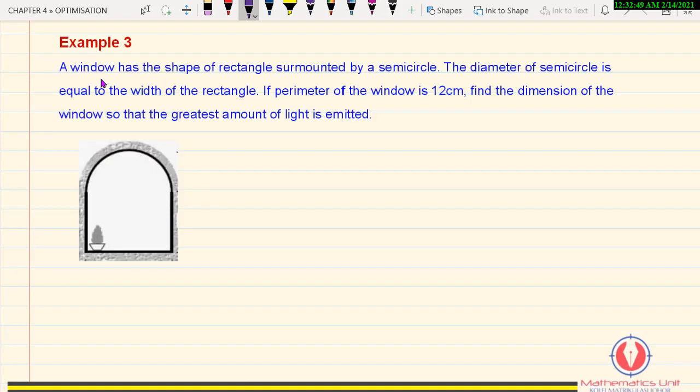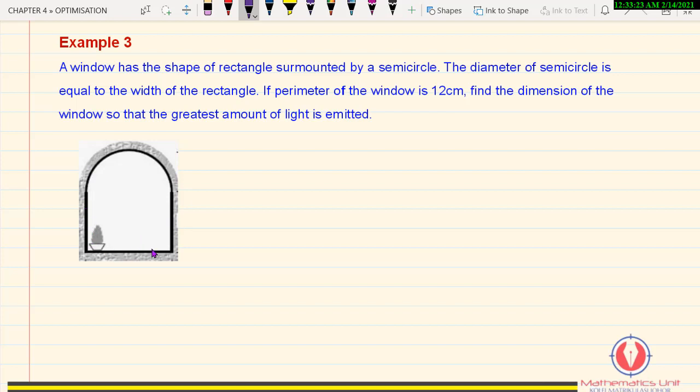Example 3. This example is taken from your DM025 notes. A window has the shape of a rectangle surmounted by a semicircle. The diameter of the semicircle is equal to the width of the rectangle. If the perimeter of the window is 12 cm, find the dimensions of the window so that the greatest amount of light is emitted. Now, I have this window.